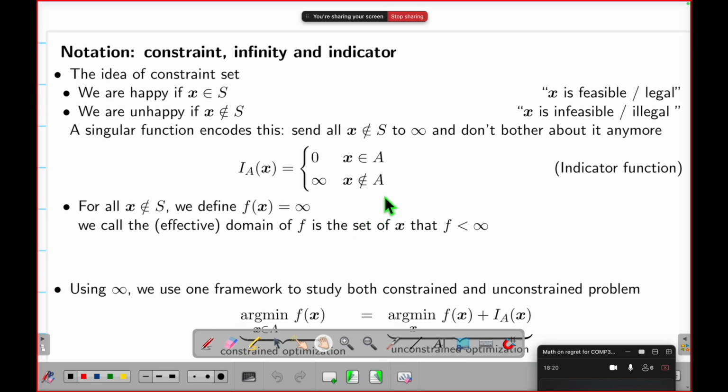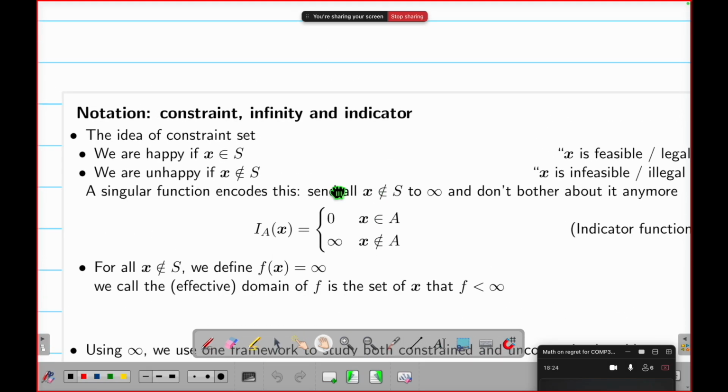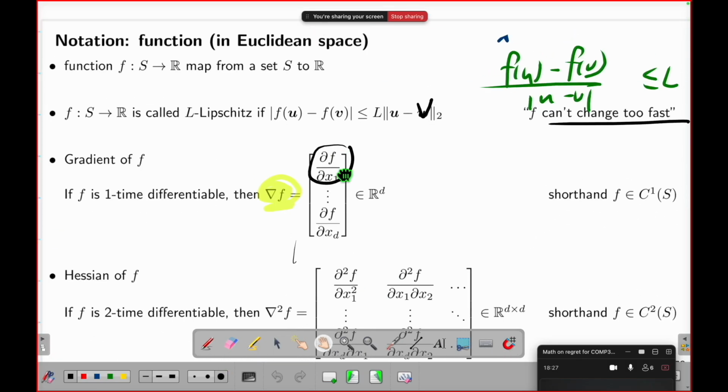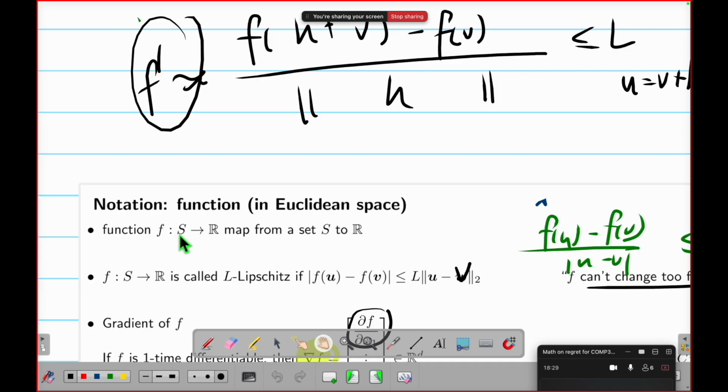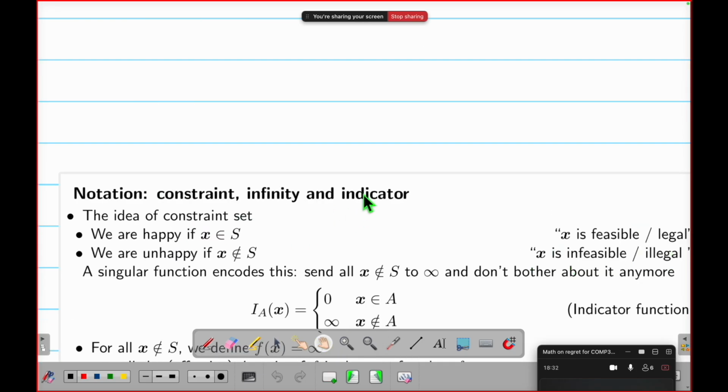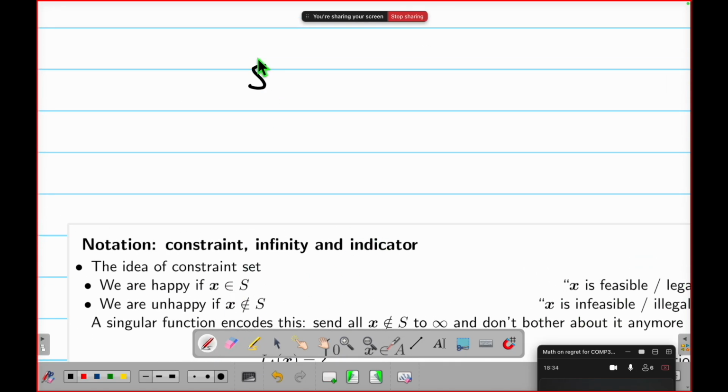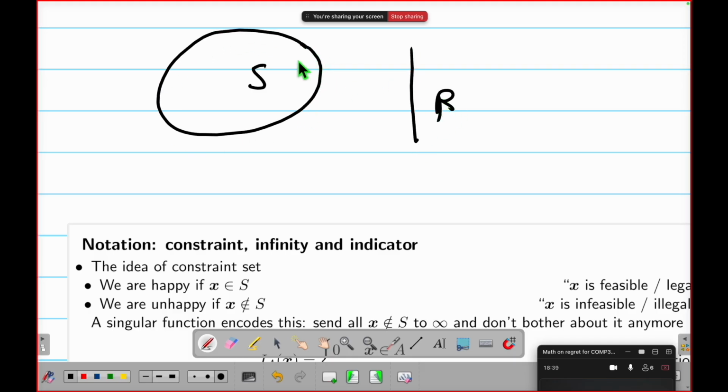Now these are done. Now we go to some special functions. These are called special functions. It's about constraints. So let me come back to here. We are talking about a function from S to R. That means I care about a set S, and I say everything in this set S, this is R, somehow goes to here. Okay, I have F.